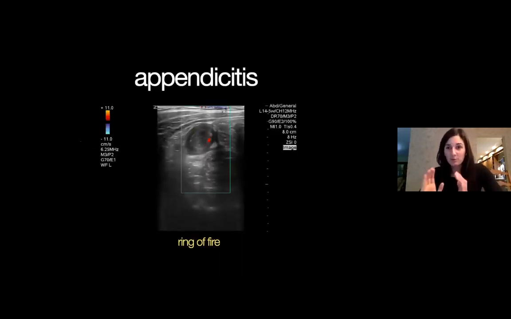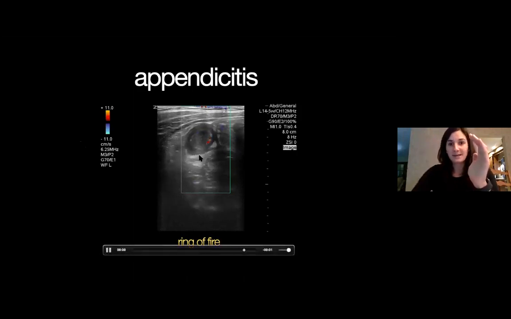So if you put on some Doppler flow, you put on your color flow, you just take the box right above what you think could be the appendix or appendicitis, and then this is what you're looking at. So you can see how there's a ring of fire. Your submucosa is actually lighting up, just like a ring of fire. That is a sign of appendicitis. It's a supportive sign. It's not a diagnostic criteria sign.